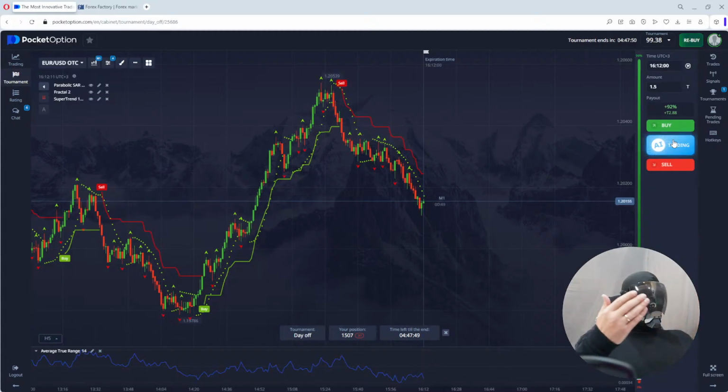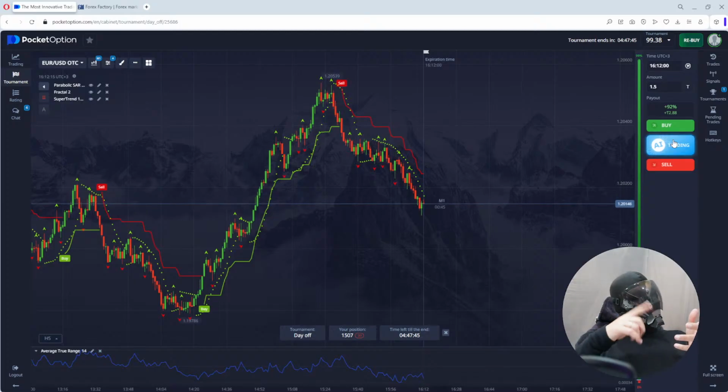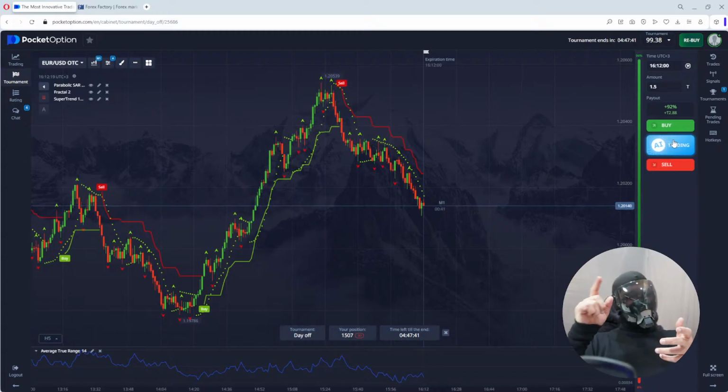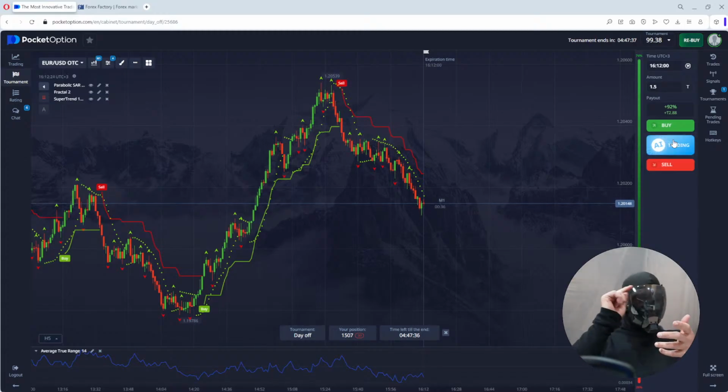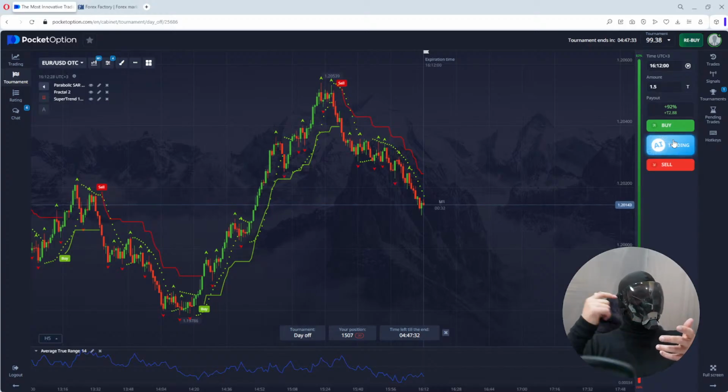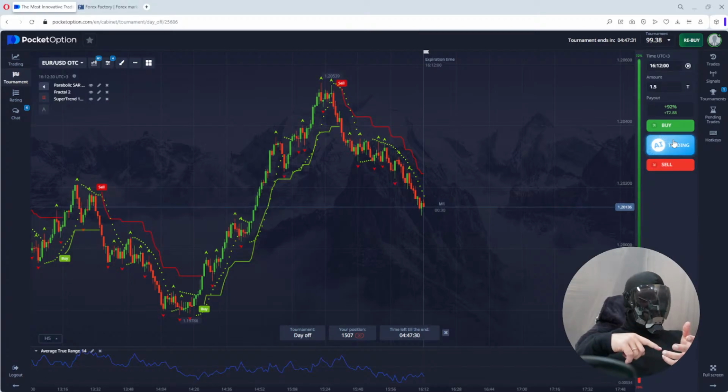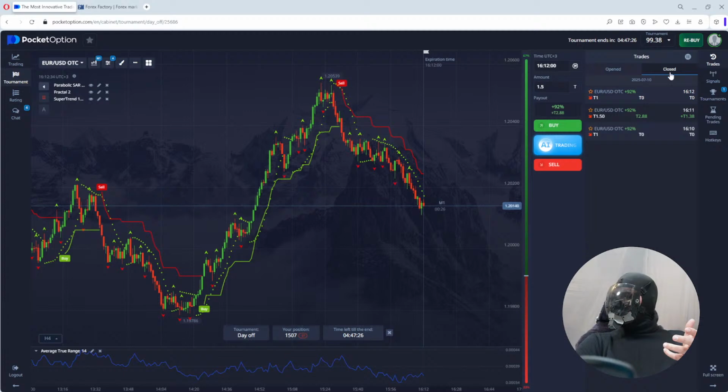And essentially, all you got to do is register into the tournament from a computer, and then you'll have it on your phone, right? You can't register into a tournament from the phone. That's why you have to register from a computer. But afterwards, when you select between demo and real account, you'll also have an opportunity to activate a tournament on your phone.